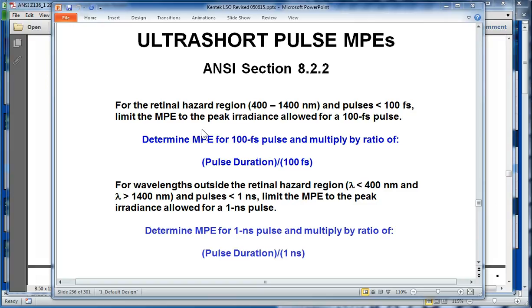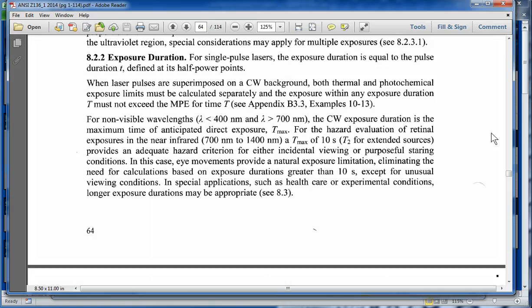Now, I think where people have their difficulty is saying, well, how do you get from limit the MPE to the peak irradiance allowed for a 100 femtosecond pulse to knowing to do this, ratioing the 100 femtosecond MPE by the ratio of your real pulse by 100 femtosecond pulse. Well, before we get into that, let's take a look at the standard itself.